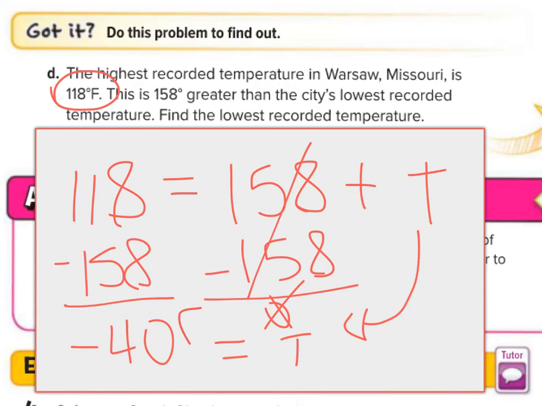And then you would put that unit into your therefore statement, not in the equation like I've just done. That's not the proper format. You want to say therefore and write your statement out. I can't write with this big pen. But you would say something along the lines of, the lowest recorded temperature in Missouri is negative 40 Fahrenheit.